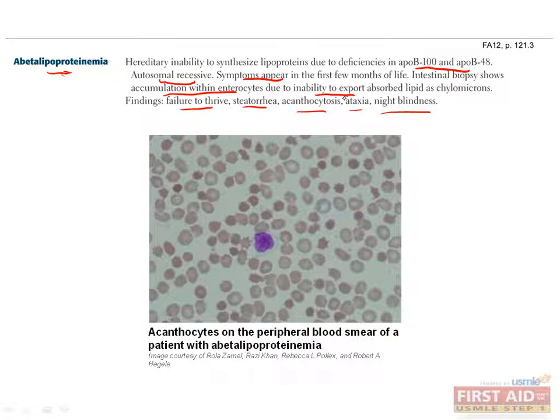This ultimately means that you'll stop absorbing lipids, causing steatorrhea, which in turn causes failure to thrive and inability to absorb fat-soluble vitamins. The inability to absorb vitamin A causes night blindness. The acanthocytosis, which you can see in these spiky-shaped erythrocytes, occurs due to lipid imbalance in their membranes. Unfortunately, there is no real treatment for this disease, but patients should be supplemented with fat-soluble vitamins.